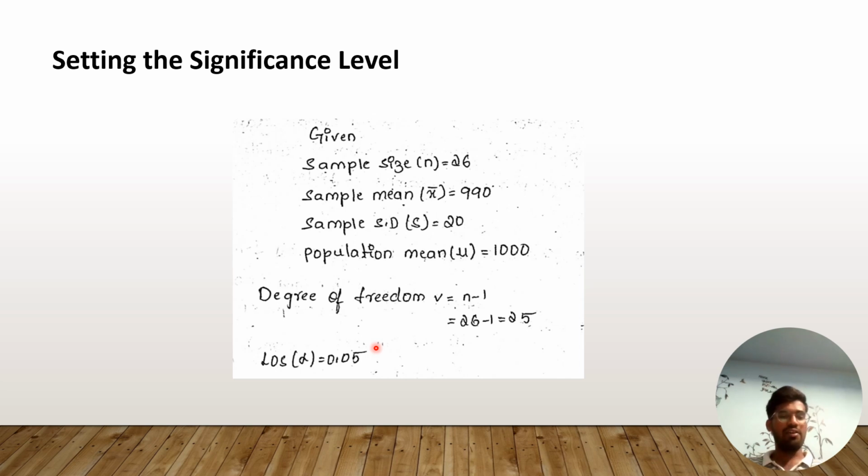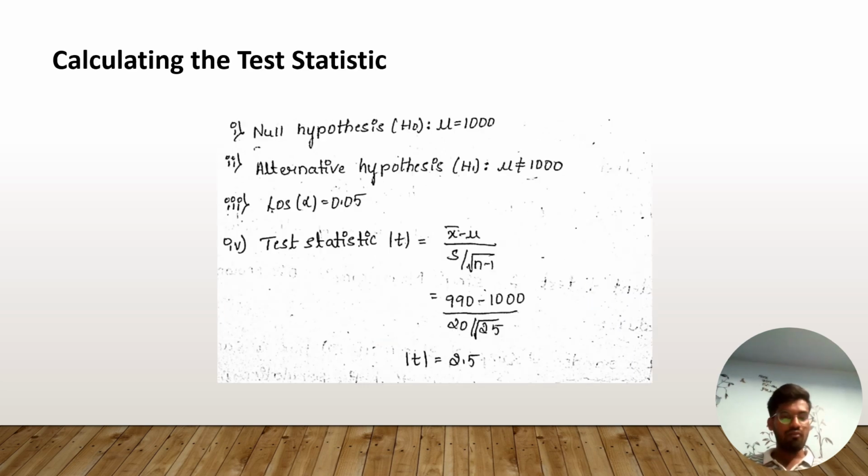In every problem, we take a 5% level of significance, 0.05. The null hypothesis is mu equals 1000. The alternate hypothesis is mu not equal to 1000, both are not equal. The level of significance is equal to 0.05. Here we substitute, and it is a modulus. If any negative value comes, by default it shows positive only.